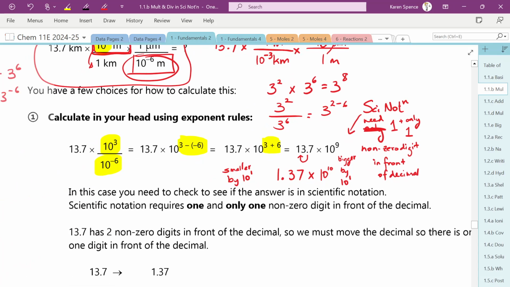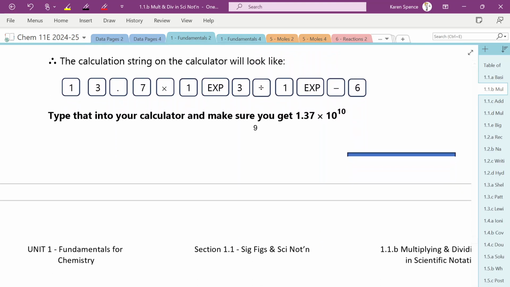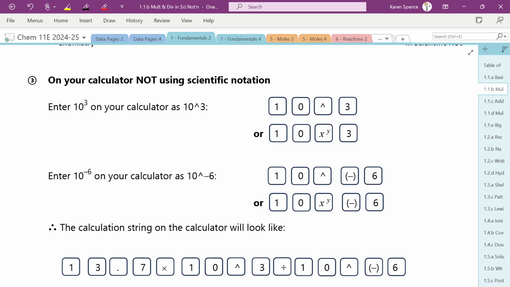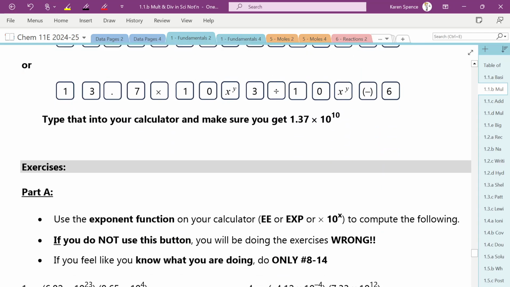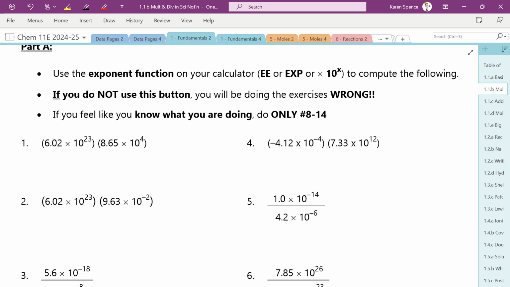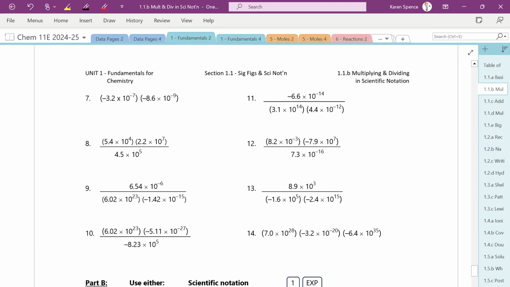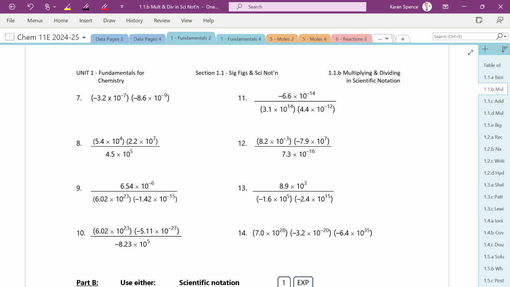Okay. All right. On your calculator, not using scientific notation. Okay, never mind. There's some exercises here that you can practice just to make sure that you know what you're doing on your calculator. Again, I feel like this is kind of a thing that could be optional.